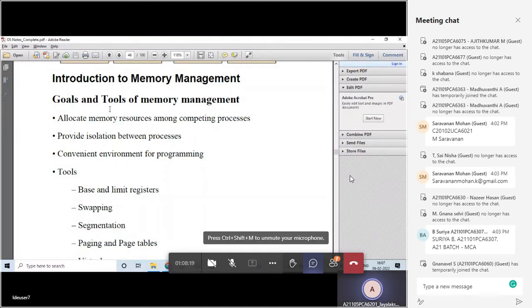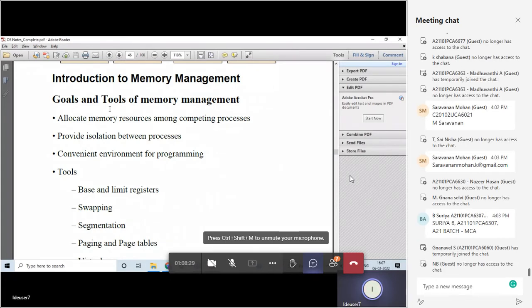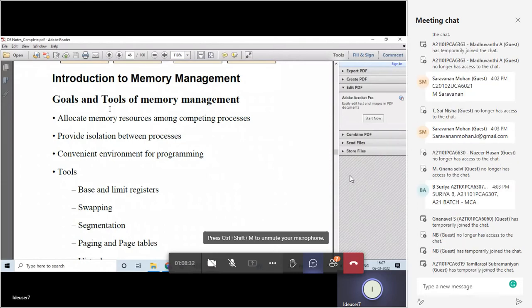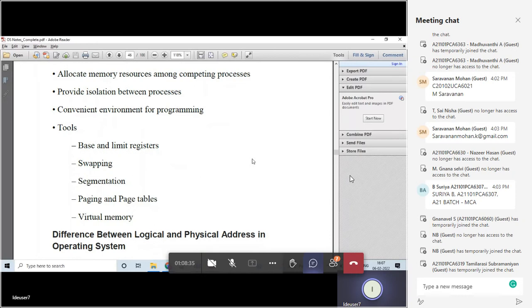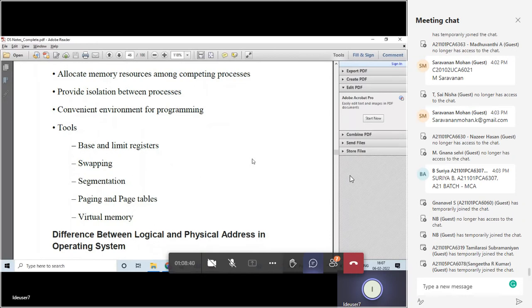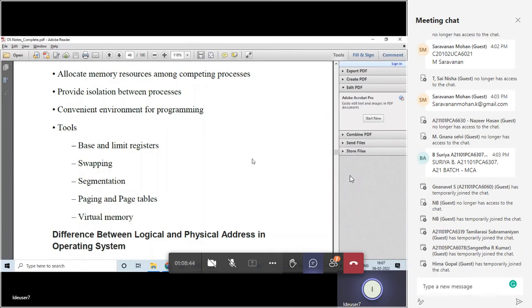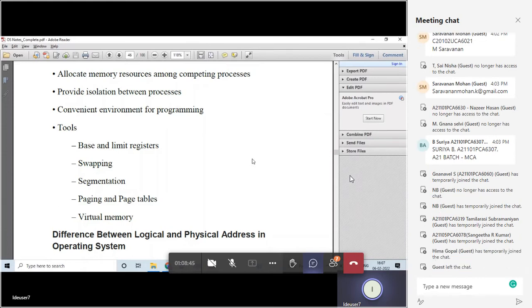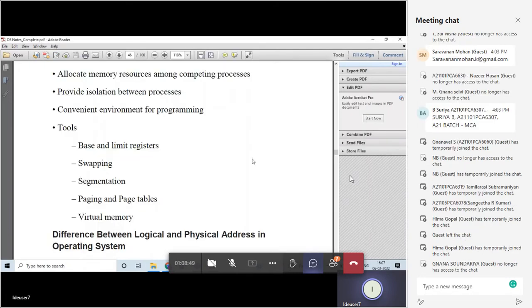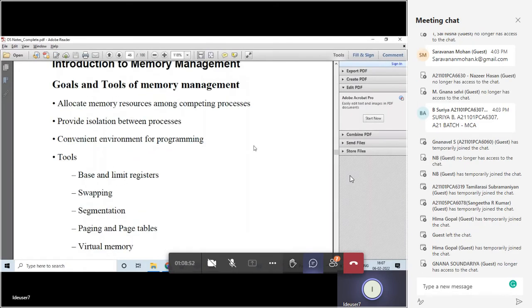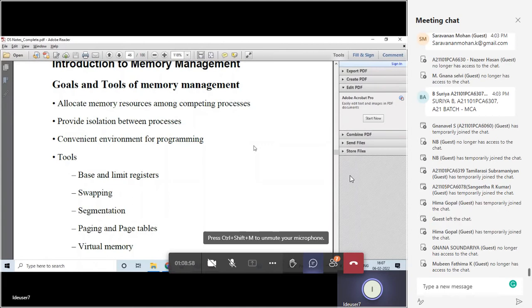Thank you ma'am. Okay. So next we will see memory management. What are the goals and the tools of memory management? It will allocate the memory resources among the competing processes. This is also one of the main chapters in your operating system, so be careful in attending the class. Keep your full focus on this.